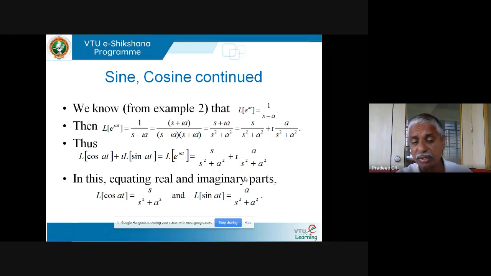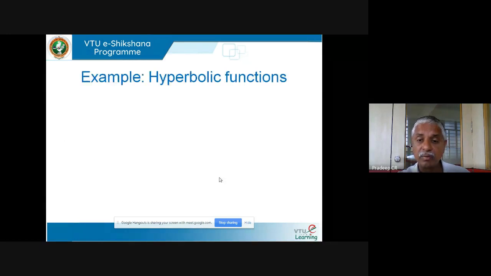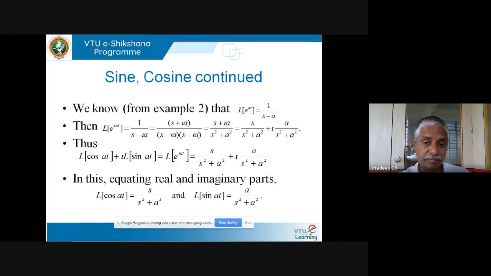So these are two very important things for me. I found the Laplace transform of two trigonometric functions in one go. So what all have I found? I have found Laplace of the constant function, Laplace of e power at, and Laplace of cos at and sin at. Four functions we have found.